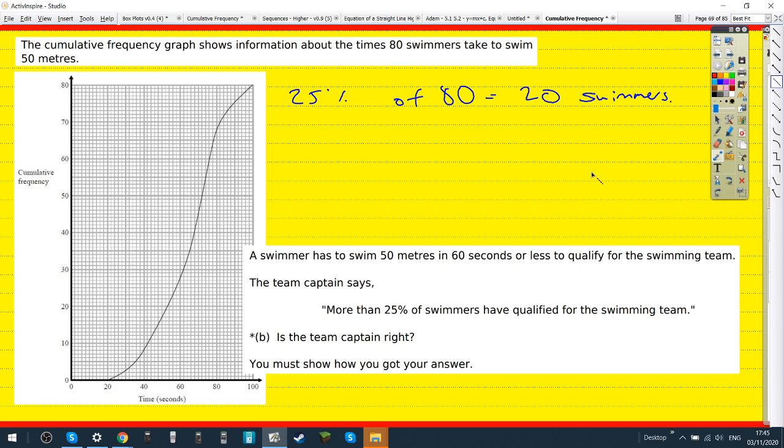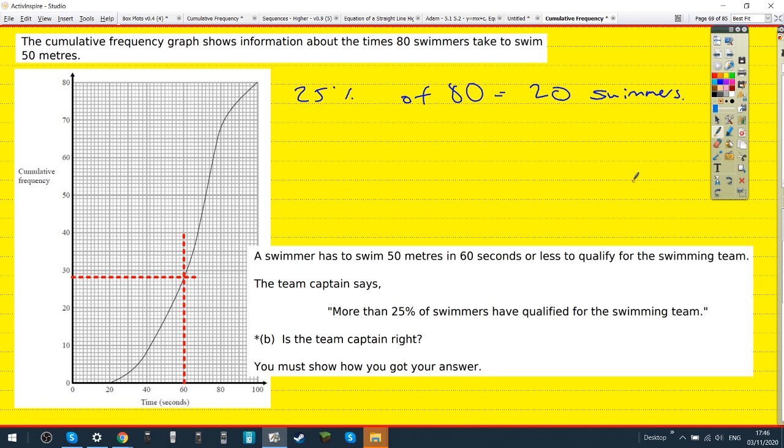A swimmer has to swim 50 meters in 60 seconds. So you go on 60 seconds, and then you go on to the line, and that goes to 30. About 20. Okay. And then more than 50. So more than 20 swimmers.